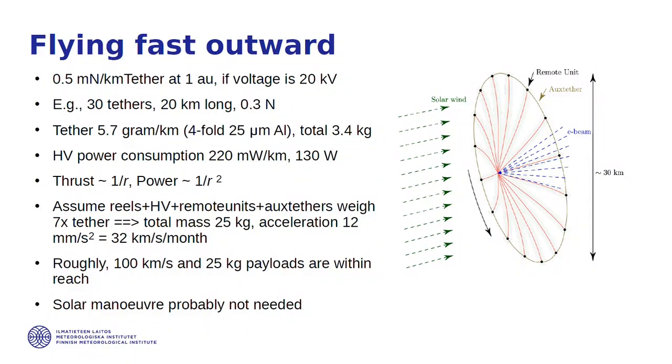flying fast outward, which is, I suppose, the main topic of this session. So I won't go through all those numbers in detail, but roughly speaking, the final result is that a speed like 100 kilometers per second with a 25 kilogram payload or something like that should be within reach if we use like 30 tethers, each of which is 20 kilometers long. And this is assuming only small evolution relative to the present laboratory prototypes that we have.